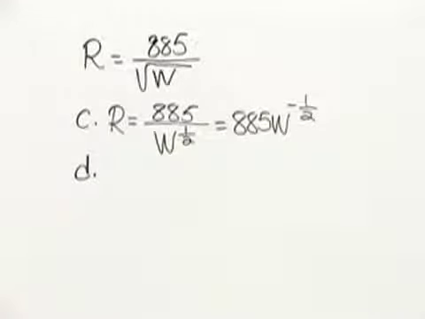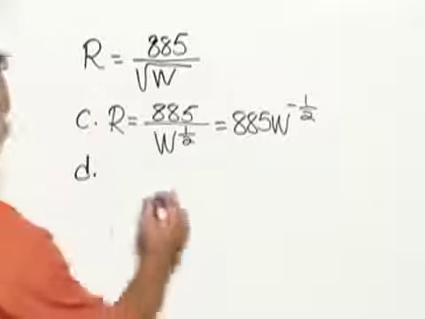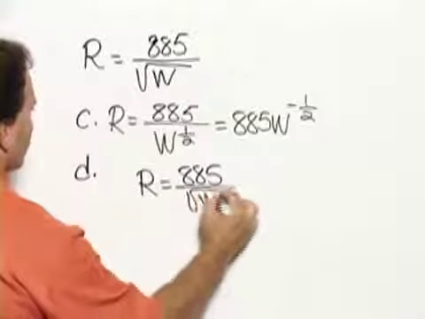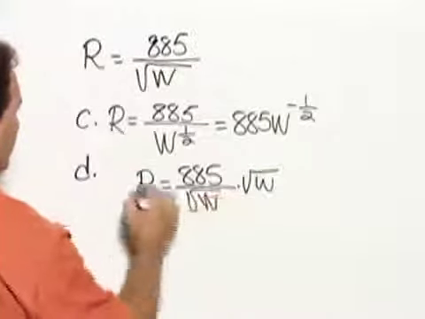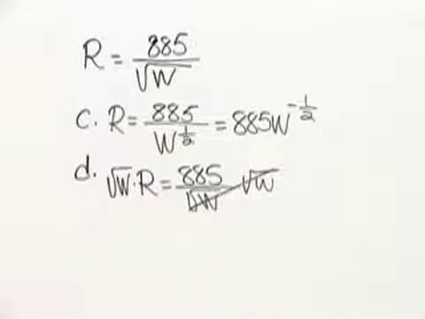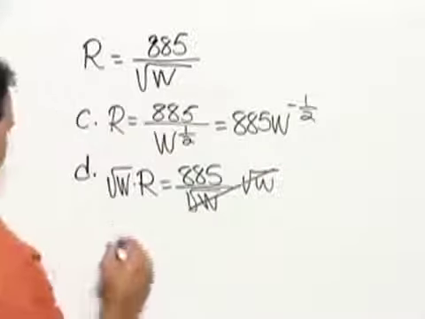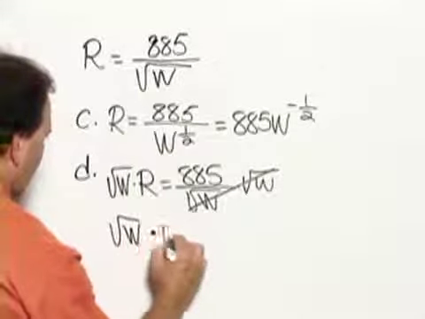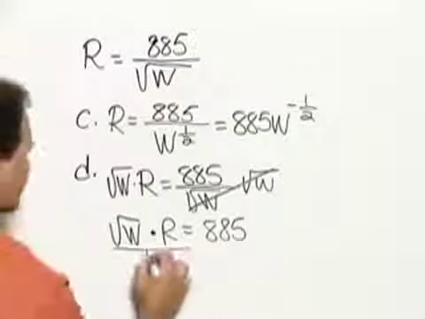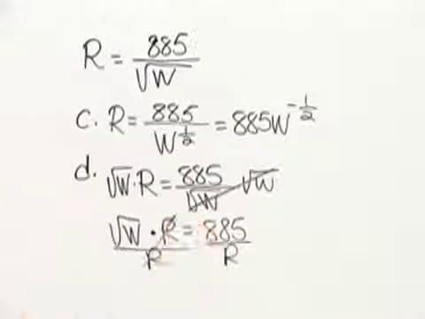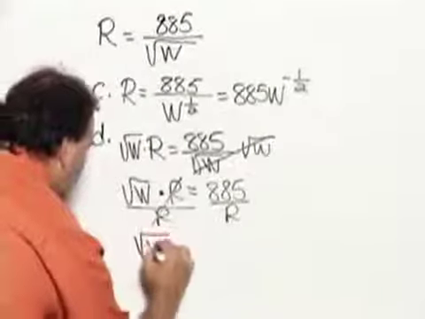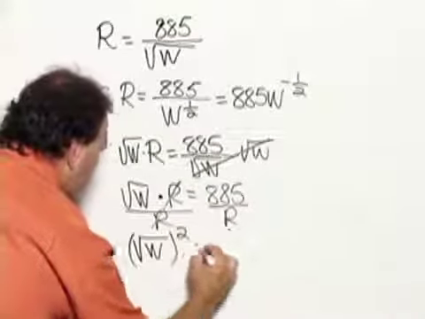Part D, we're to take this same formula and solve for W. So starting with R equals 885 over the square root of W, we would multiply both sides by the square root of W. On the right side, they would cancel, and we would have the square root of W times R equals 885. We would now divide both sides by R. The R's would cancel, and now notice that the next step would be to raise both sides to the power of 2.